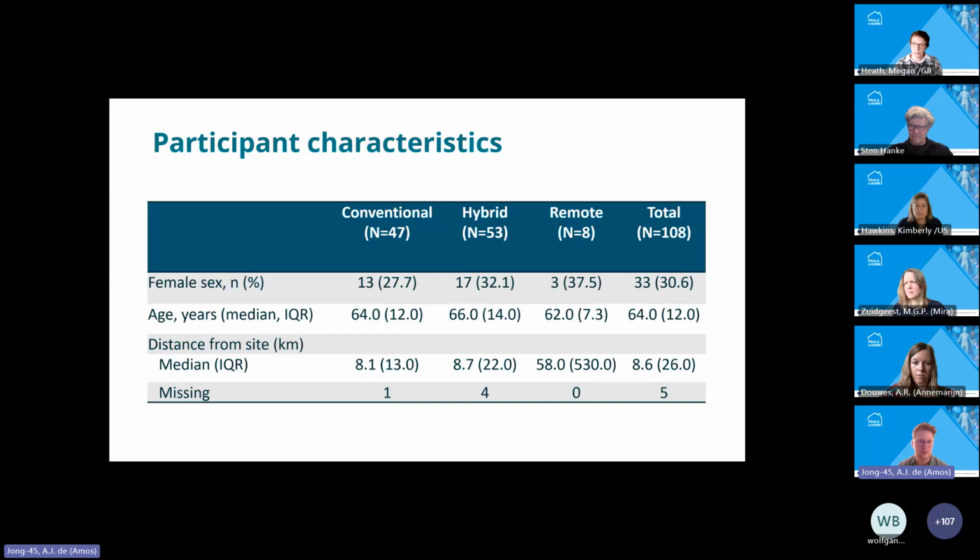And then also interestingly, the distance from the site to participants' homes is very comparable in the conventional and hybrid arm that used conventional recruitment methods. We see that the participants live relatively close to the investigative sites. But if we look at the remote site, for example, we see that this really allowed for some participants who live further from the investigative site to also participate in this study.